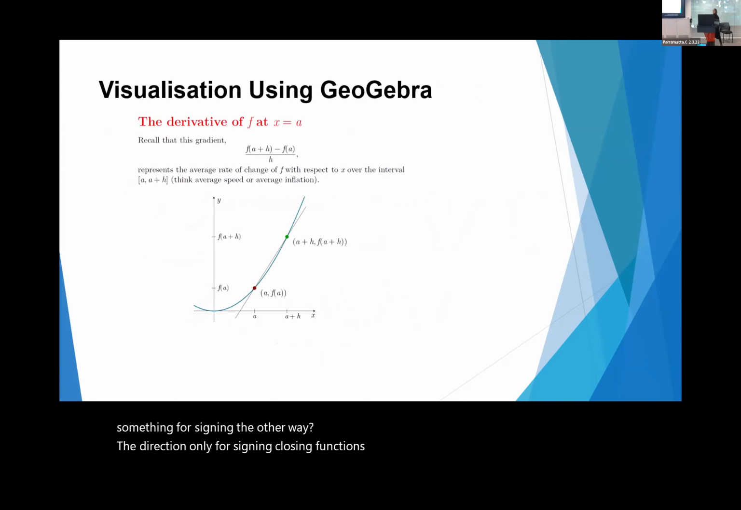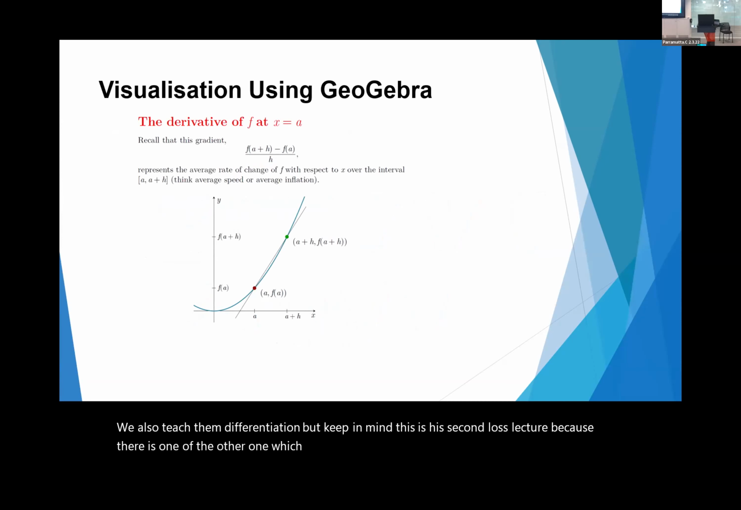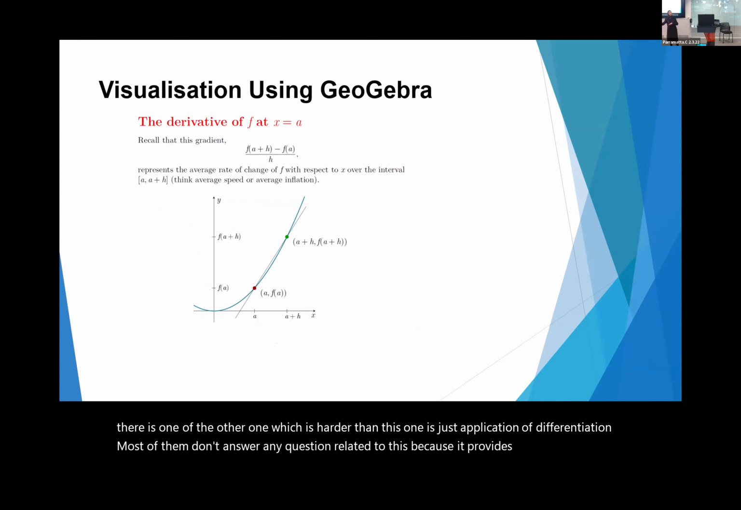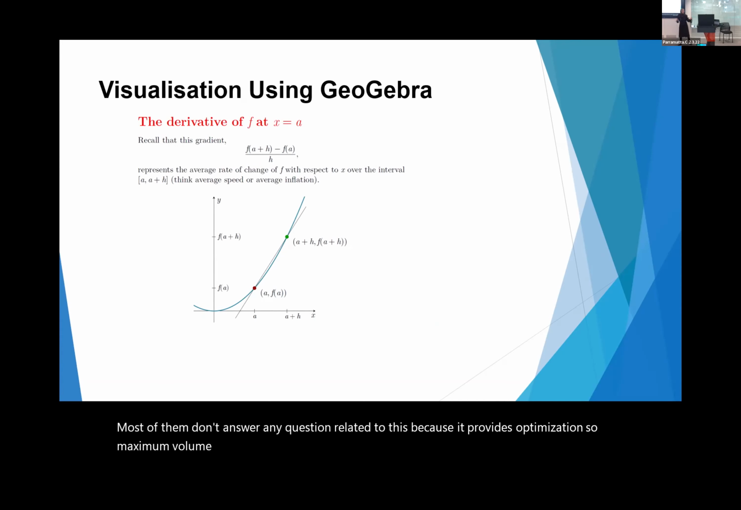So we also teach them differentiation, but keep in mind, this is the second last lecture. One of the hardest, the one which is harder than this one is just application of differentiation. Most of them don't answer any question related to this because it relates to optimization. So maximum volume, minimum surface area, stuff like that.